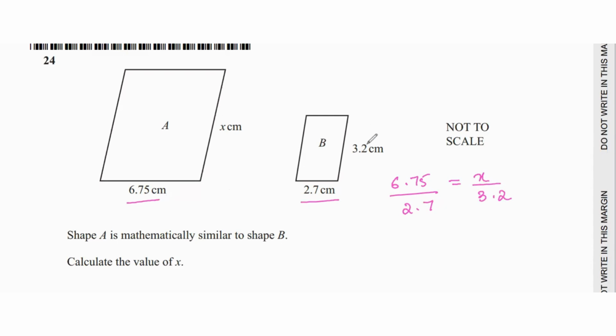If we times 3.2 by 2, and that gives us this length, then if we times 2.7 by 2, that would give us the other length. So they're enlarged by the same scale factor. So we do 6.75 divided by 2.7, and then times that by 3.2, to find x, and x comes out as 8 centimeters. That is your final answer.